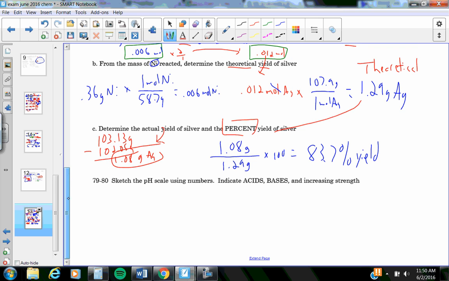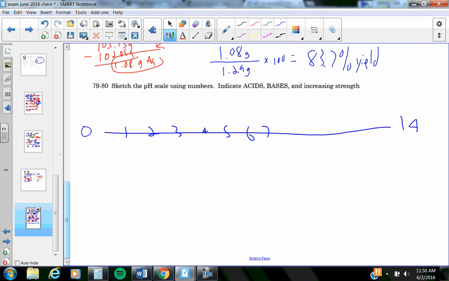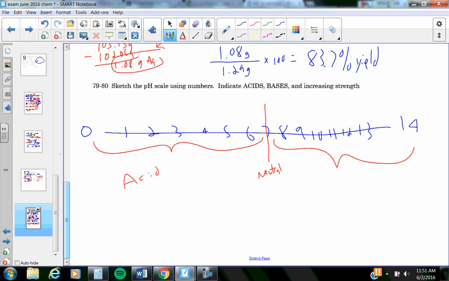Home stretch. Sketch the pH scale. It's just this simple. The numbers go from 0 up to 14. I would have 1, 2, 3, 4, 5, 6, 7, 8, 9, 10, 11, 12, 13, 14. Everything in the middle is neutral. Everything from over to over here is an acid. Everything from over here to up here is a base.